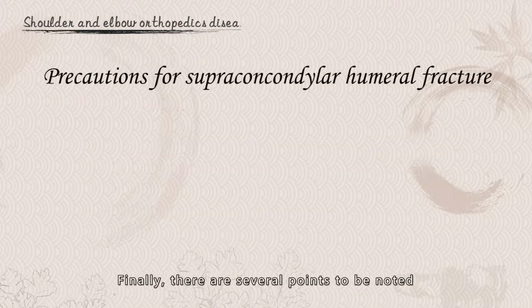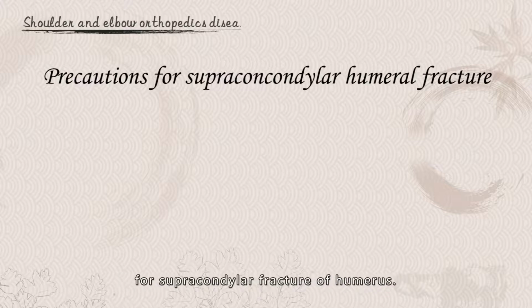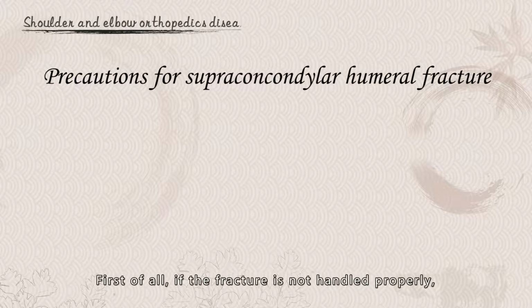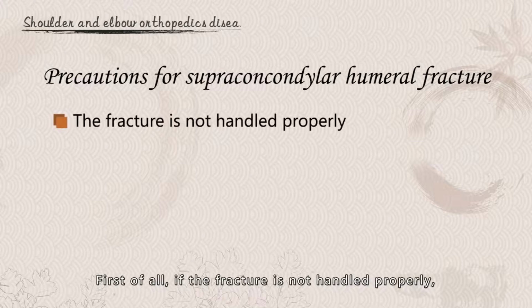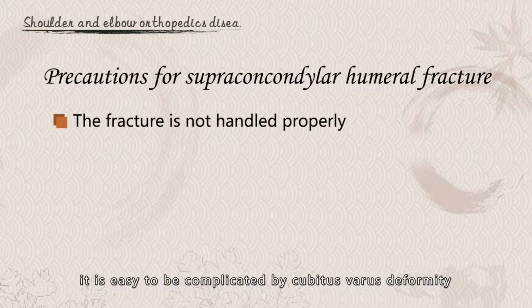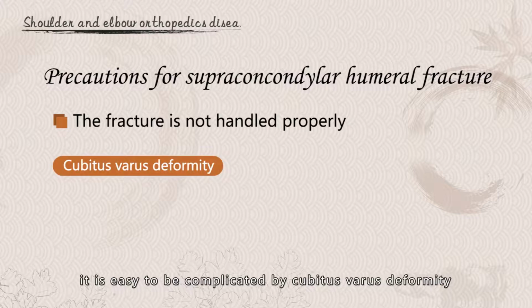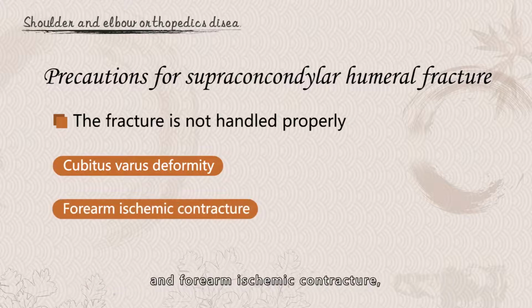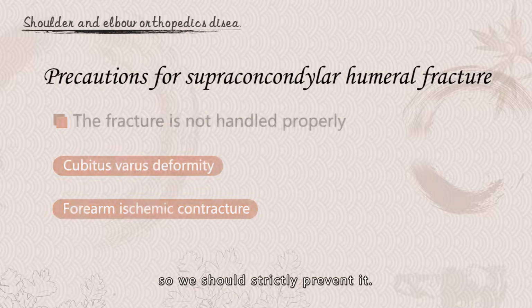Finally, there are several points to be noted for supracondylar fracture of the humerus. First of all, if the fracture is not handled properly, it is easy to be complicated by cubitus varus deformity and forearm ischemic contracture, so we should strictly prevent it.